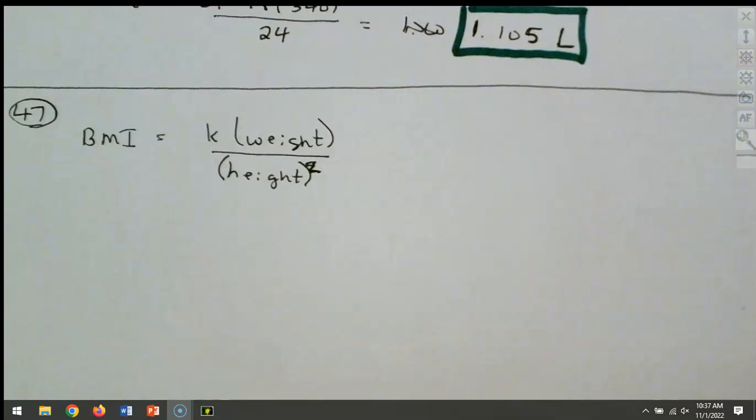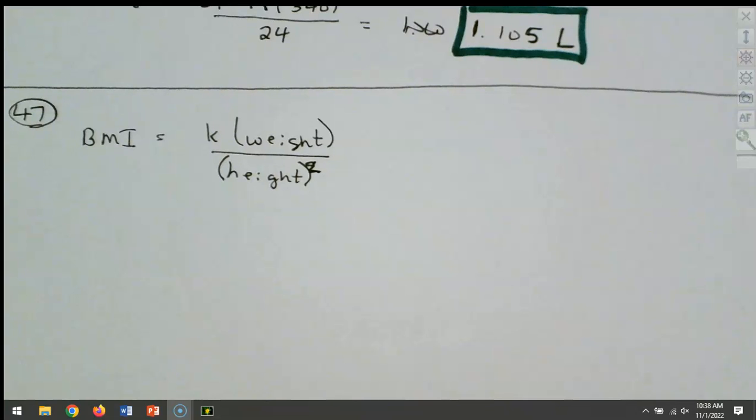So directly means we multiply. Inversely means we divide. So as you increase the weight, body mass index goes up. As you increase the height of that person and the weight stays the same, BMI goes down by the square. And that's in terms of inches. So let's see what we have.